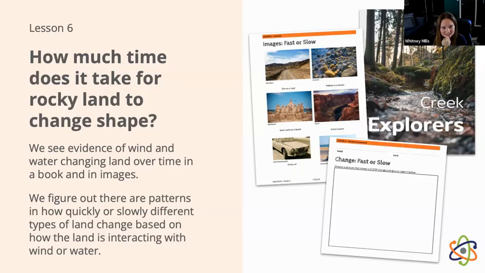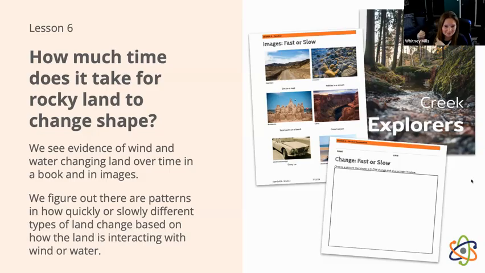So we get to take an assessment where we have pictures, and we cut out a picture and we put it on a piece of paper and we explain how that change happened and if it was fast or slow. And at that point, we're like, okay, so I think we've learned a lot. We've explained that wind and water can change the shape of land. Sometimes it happens quickly, sometimes it happens slowly. And it's all based upon how this land is interacting with that wind and water, which is really cool.